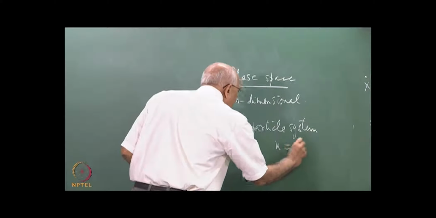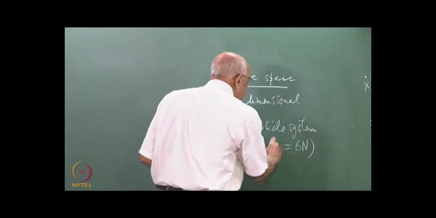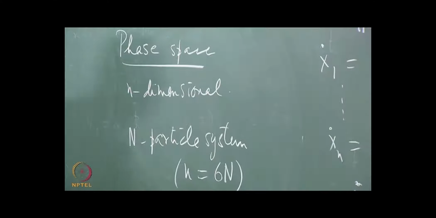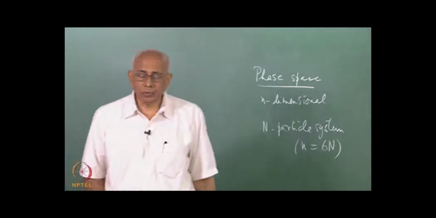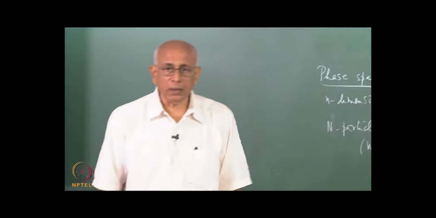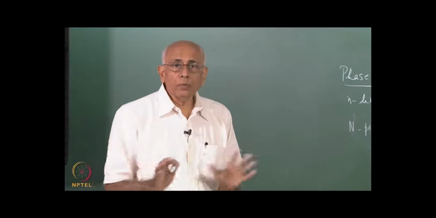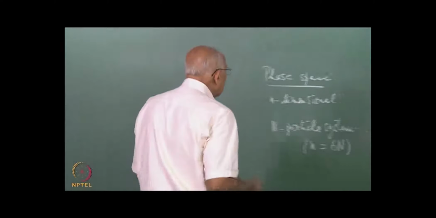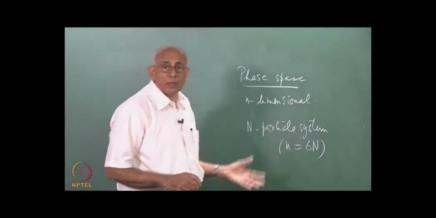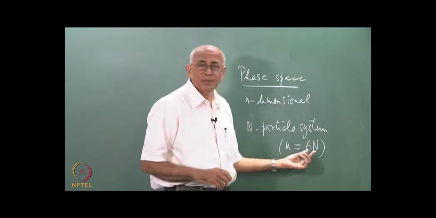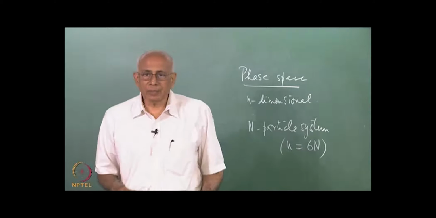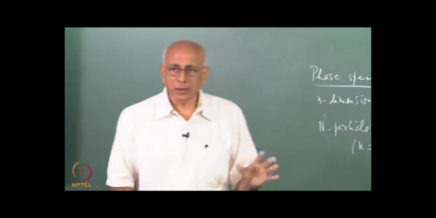This would correspond to n equal to 6n. 6 for each of these particles, so you have 6 of them, n of them, so therefore the phase space is 6n dimensional. If you took the gas in this room with an Avogadro number of particles, the phase space dimensionality is very, very large, astronomically large. It is 6 times Avogadro's number if you like, and that therefore makes for very, very complex dynamics indeed.